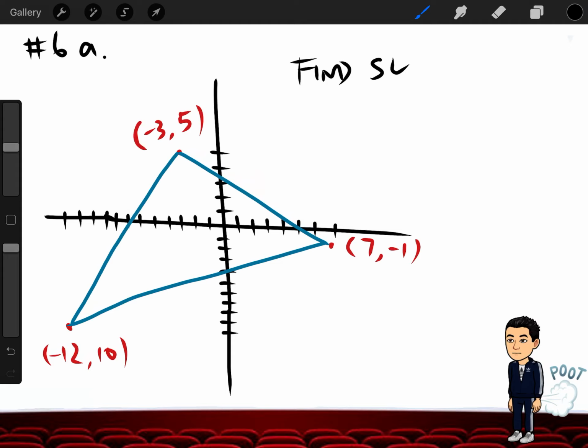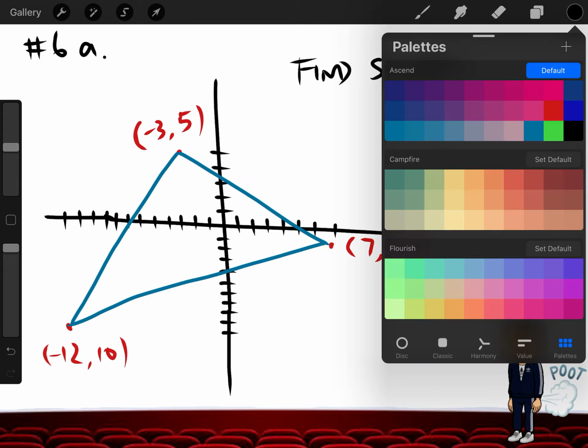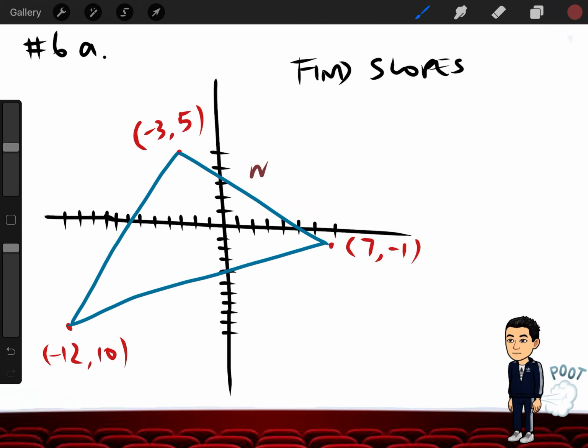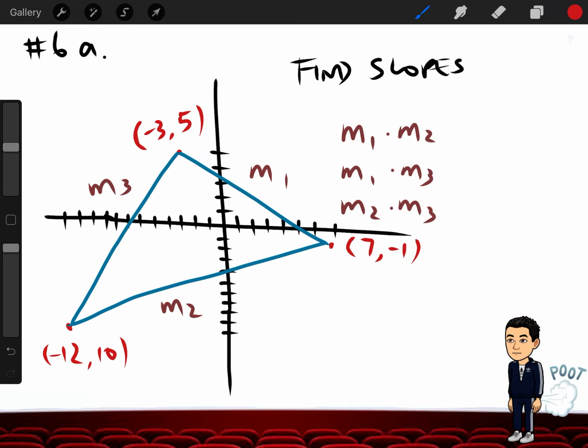So let me write this down. You're going to find slopes. Let me label what you need to do. Let's just say that this is M1 and this is M2 and this is M3. After you find M1, M2, and M3, you want to see whether M1 times M2, or M1 times M3, or M2 times M3 equals -1. If one of the products equals -1, then this is going to be a right triangle.